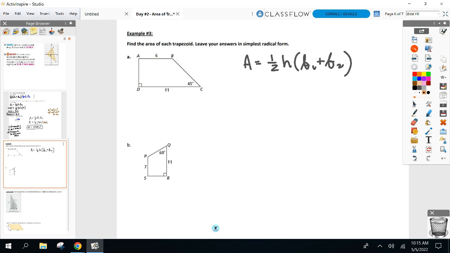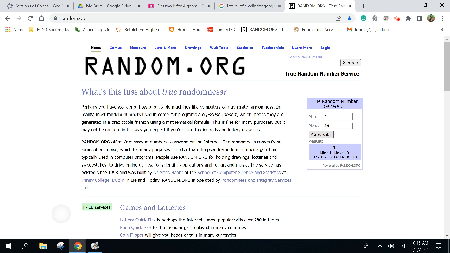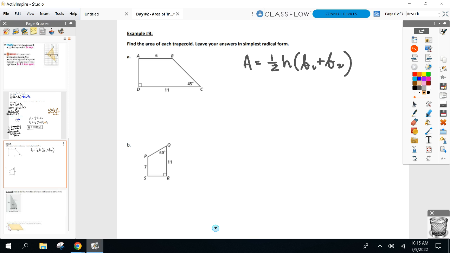Well, first, let me back up, before I start talking about the height. Can I put the 6 and 11 somewhere? Yep. Where? In the B1 and the B2. Okay, yes. 6 plus 11 in for the bases. Done.